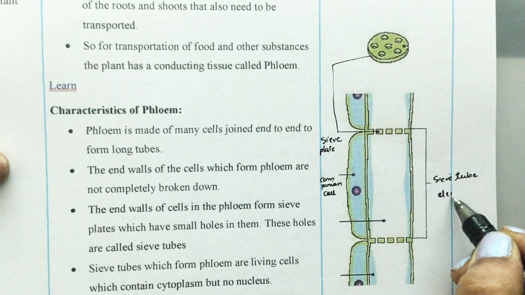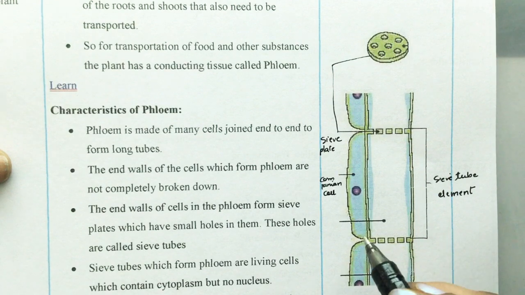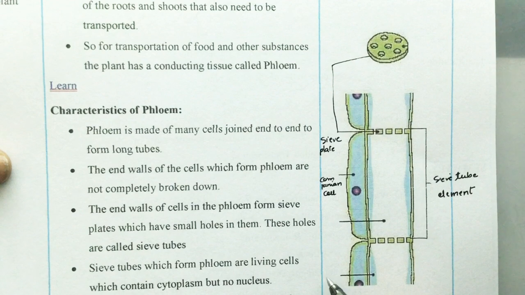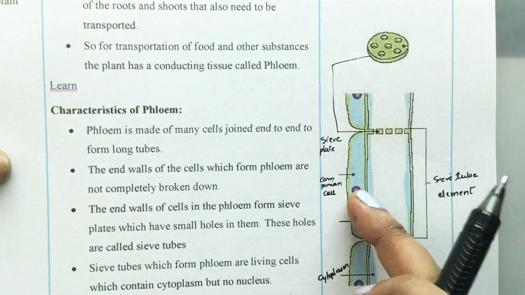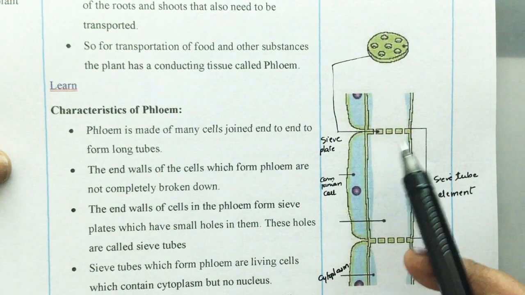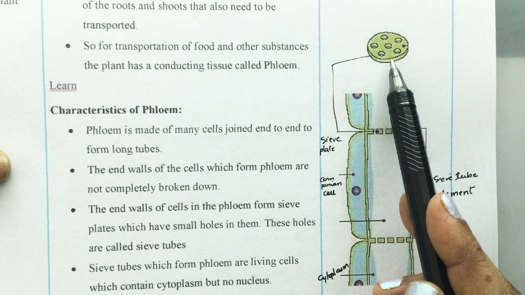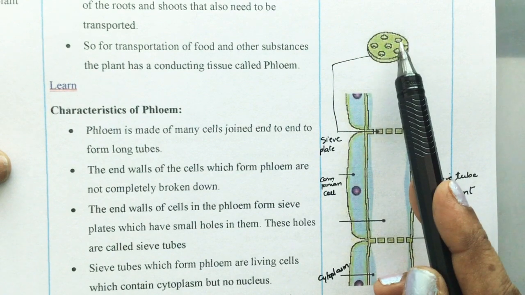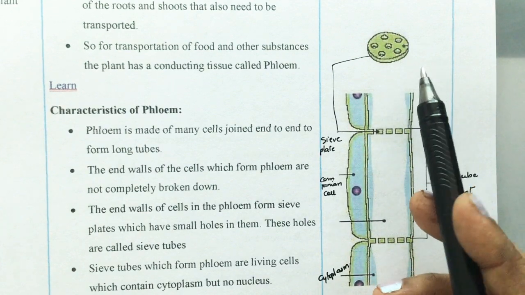This is the sieve tube element. This entire thing, and this is your cytoplasm. This is your companion cell with the nucleus, and this is the sieve plate. Sieve plate looks like this. These are small holes, you can see small holes in them. These holes are called sieve tubes, fine.